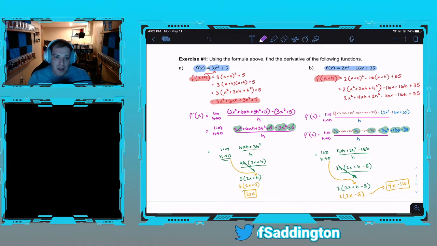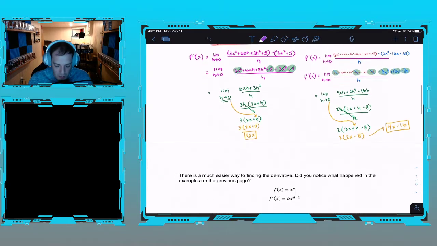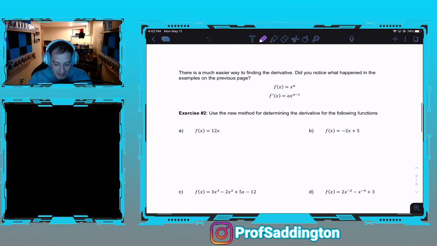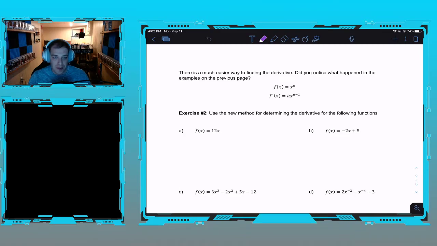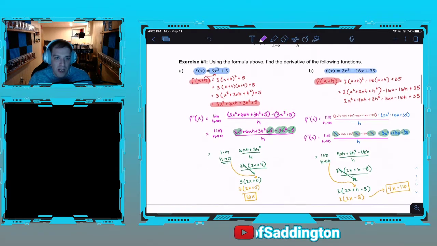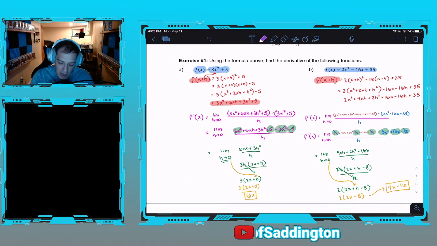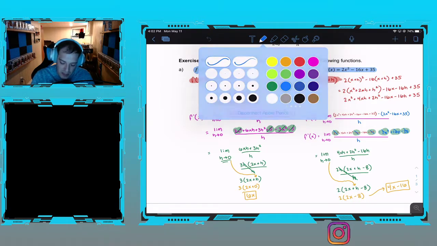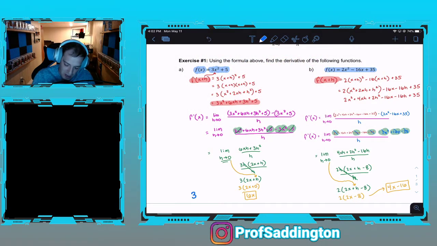So today, and what I highly recommend that you guys do on your homework, is follow this new rule that I'm going to show you, the shortcut rule, which is actually right on the second page. I put down, there is a much easier way to finding the derivative. Did you notice what happened in the examples on the previous page? I don't know if you guys could really see how we went from here to here, especially since we had 3 days off from it.